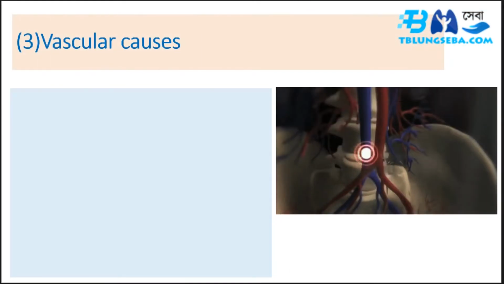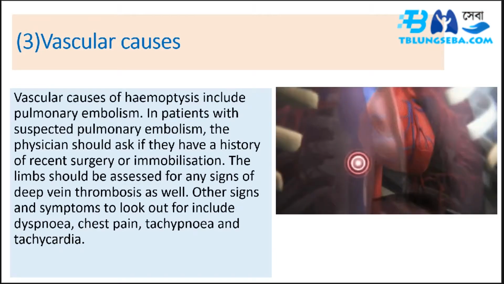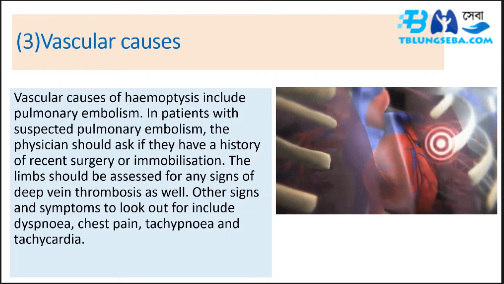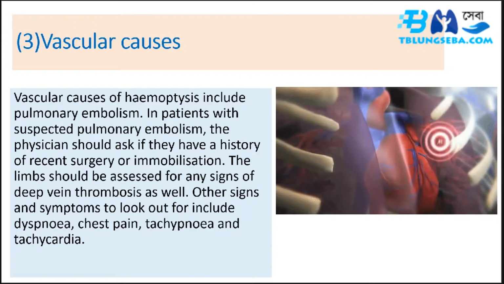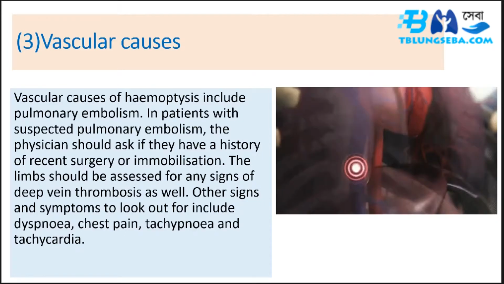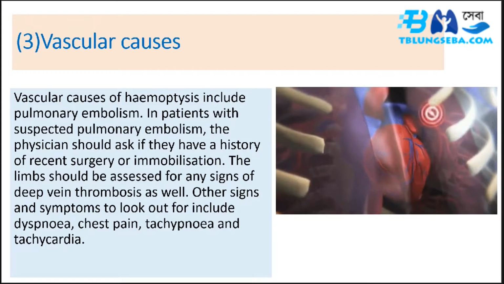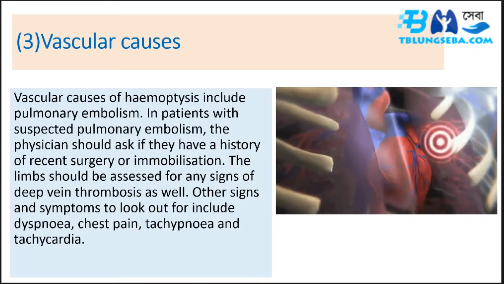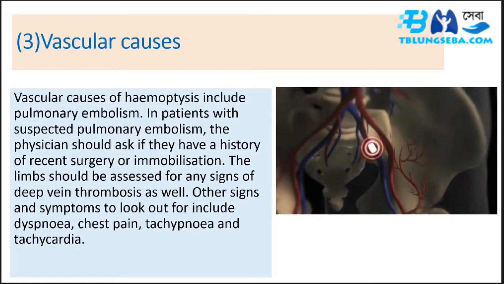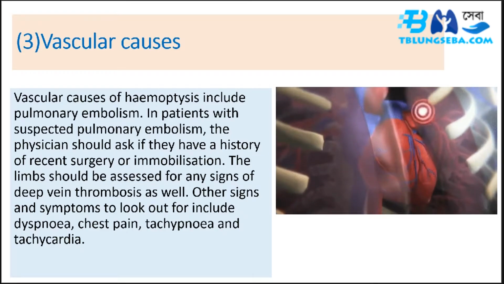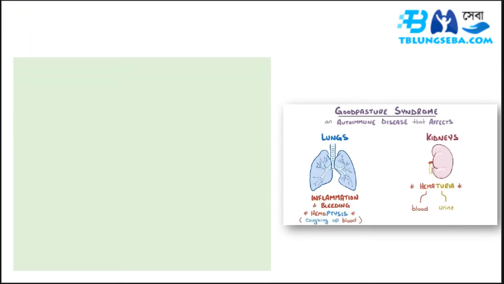Three, vascular causes. Vascular causes of hemoptysis include pulmonary embolism. In patients with suspected pulmonary embolism, the physician should ask if they have a history of recent surgery or immobilization. The limbs should be assessed for any signs of deep vein thrombosis as well. Other signs and symptoms to look out for include dyspnea, chest pain, tachypnea and tachycardia.